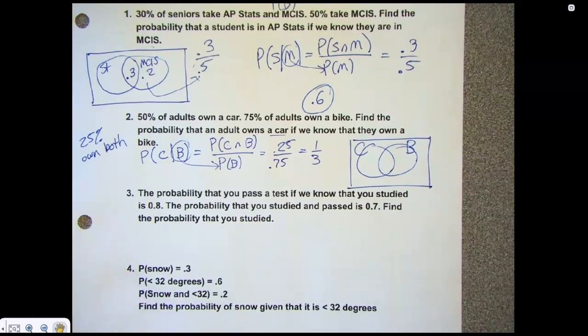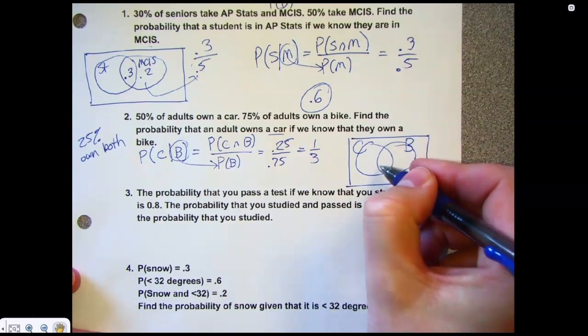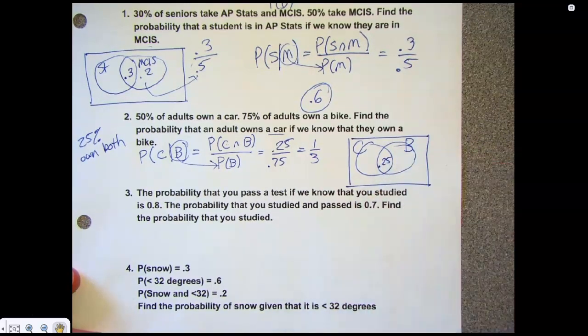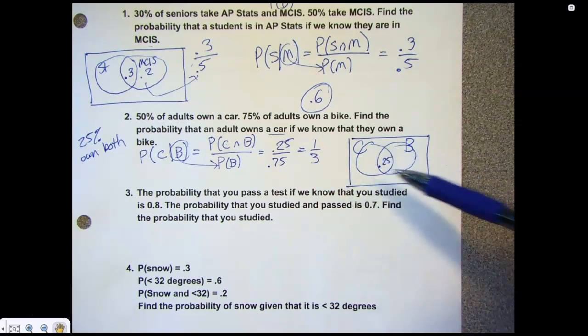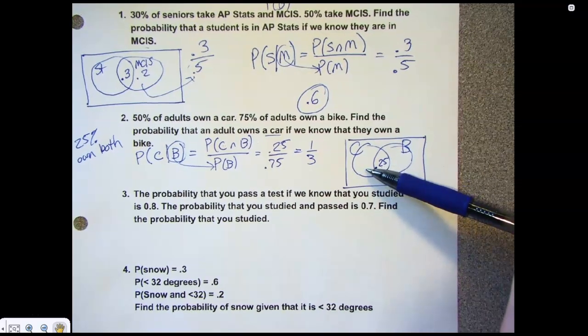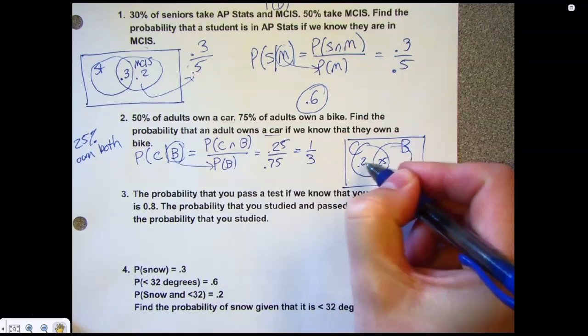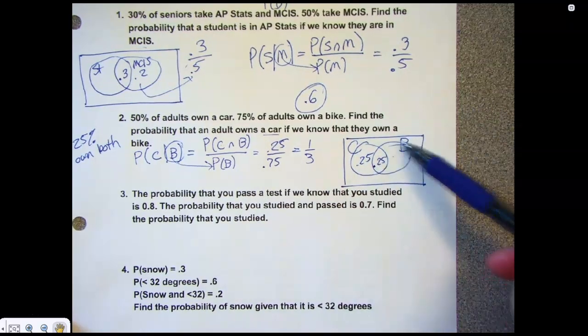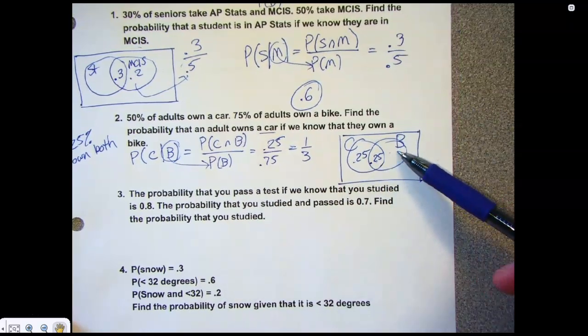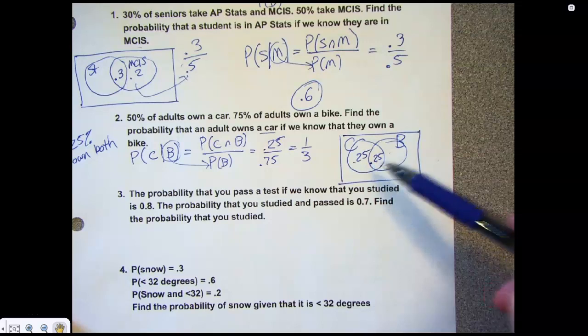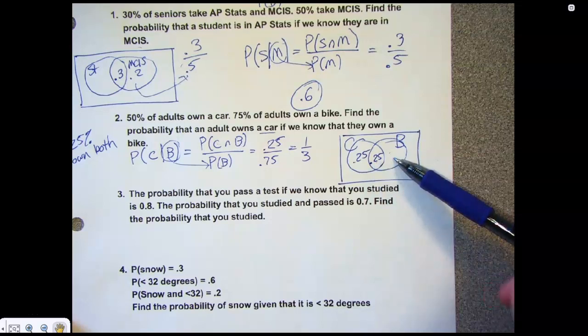You can do this either way you want. I'm just trying to show you that they're both the same. I think it'll help you understand it. 0.25 would be in the middle. 50% own a car. Well, 25% are in this part of the car circle. So what's left to go in the other part of the car circle? 0.25. And then for the bike, 75% of people own a bike. 0.25 are already accounted for, so what's left to go here is 0.5, right?